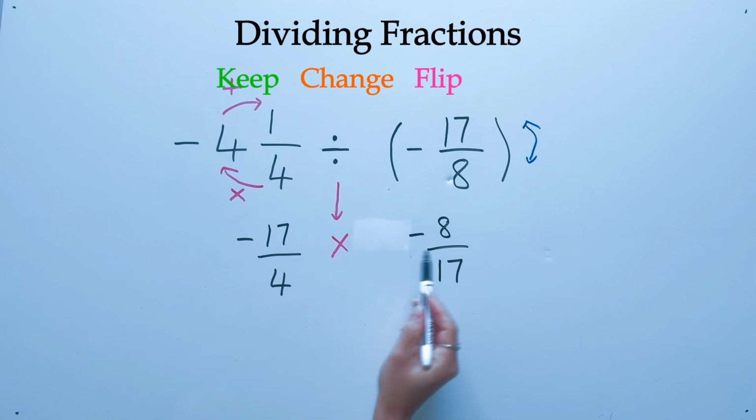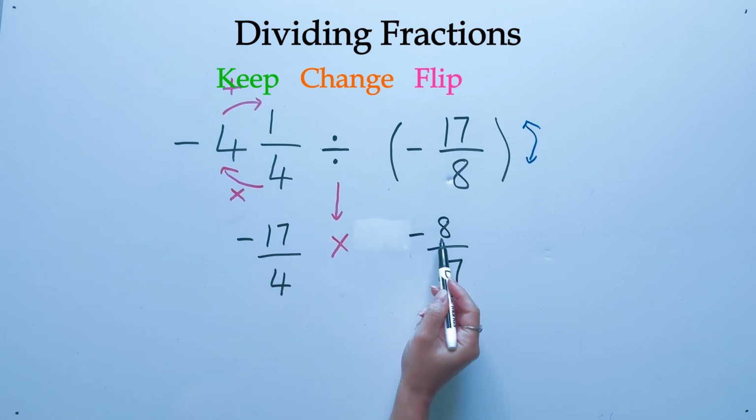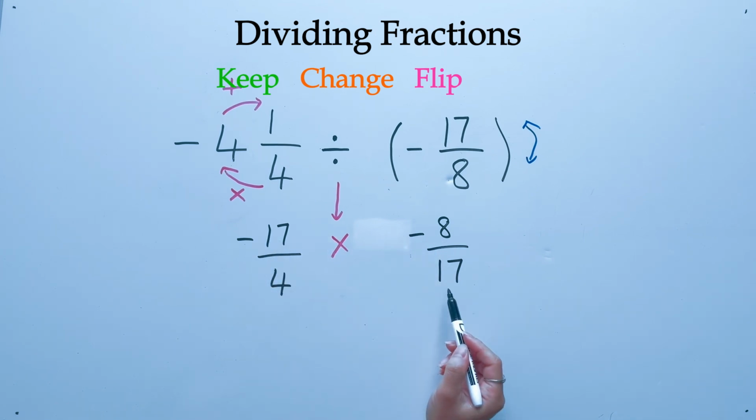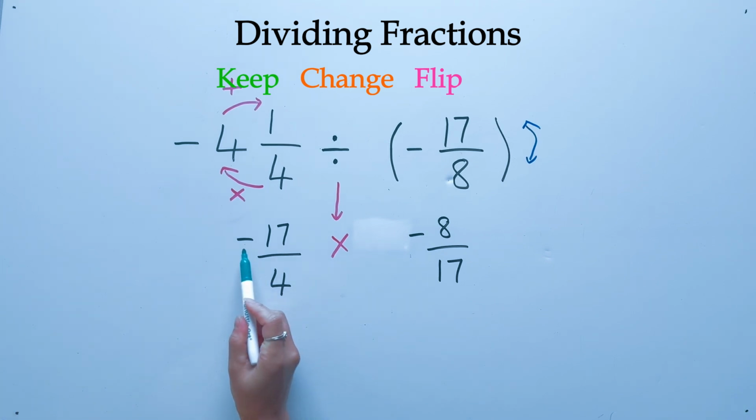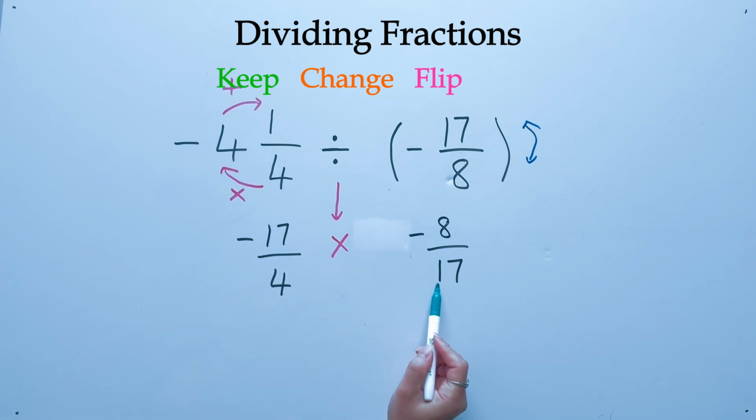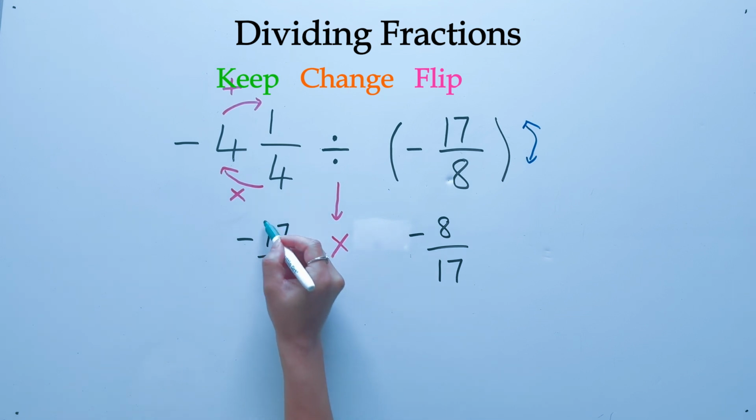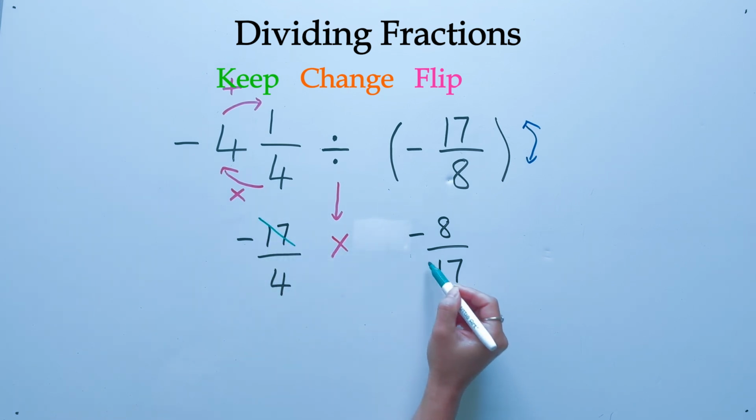Now before we multiply across, numerator with numerator, denominator with denominator, what we want to do is simplify, make a shortcut, right? So I will do it really slowly for you so you can see easier. So as you see here, negative 17 and 17, it means 17 divided by 17 is 1. So you can simplify this way.